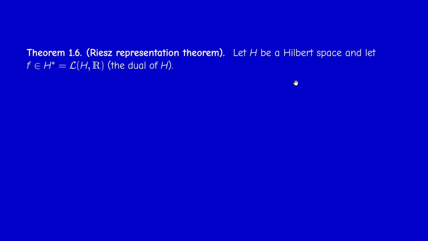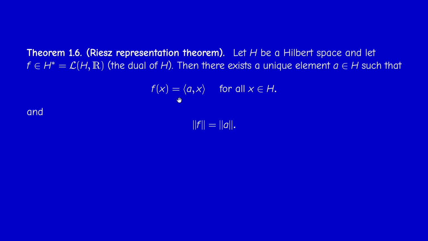For any element f in the dual of H, there exists an element a in the space such that f of x is the inner product between a and x. And of course, it's then easily seen that if this is true, then the norm of f is the norm of a. Of course, the proof is not trivial. It uses projections on subspaces and so on. So I will not do it. In principle, you did it in second year.